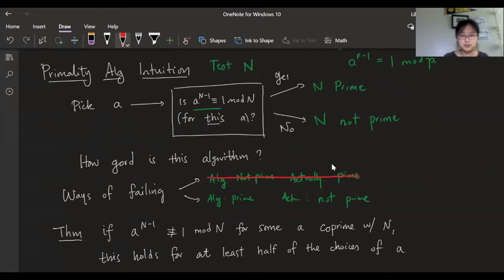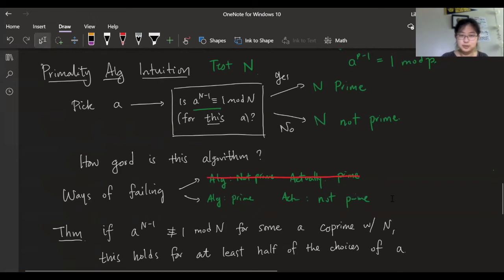It means that if our algorithm should have labeled n as not prime, right? If this is happening, our algorithm should have labeled it as not prime. Then I can say this is true for at least half of the choices of a. So at least half of the choices of a will cause our algorithm to label n as not prime. And that's good, right? Because given some composite n, we want it to label not prime. So what this theorem tells us is that based on the choice of a, we have at least a 1/2 chance of getting an a that gives us the right outcome in the algorithm, right?